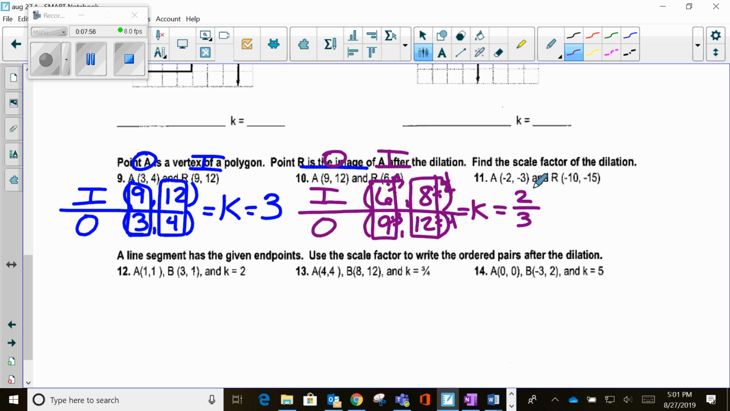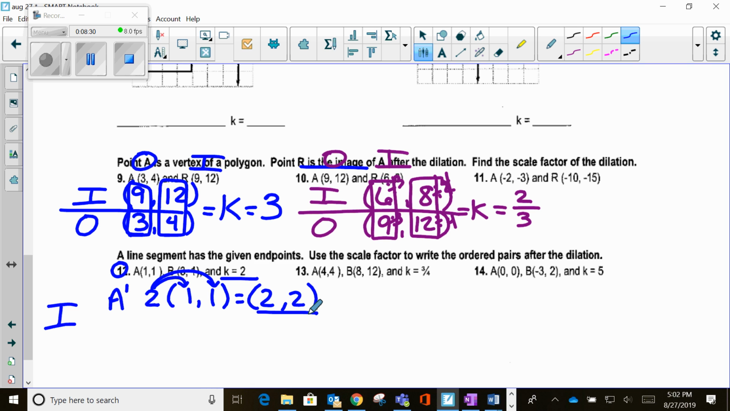Last one would be if you want to find the new points. In this problem, they gave you the object and they told you the scale factor. So now you have to come up with the image. You're going to do that by taking the point. So if we take A, I'm going to multiply the point by the k value. So 2 times 1 is 2. 2 times 1 is 2. So my new point is 2, 2.